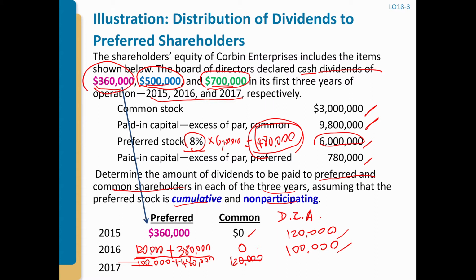Okay, so we do have one homework question just like this. Just make sure you practice. I'll make an announcement about the homework question and I'll post the solution online today. So that's the preferred stockholders. Any questions regarding the preferred stock?